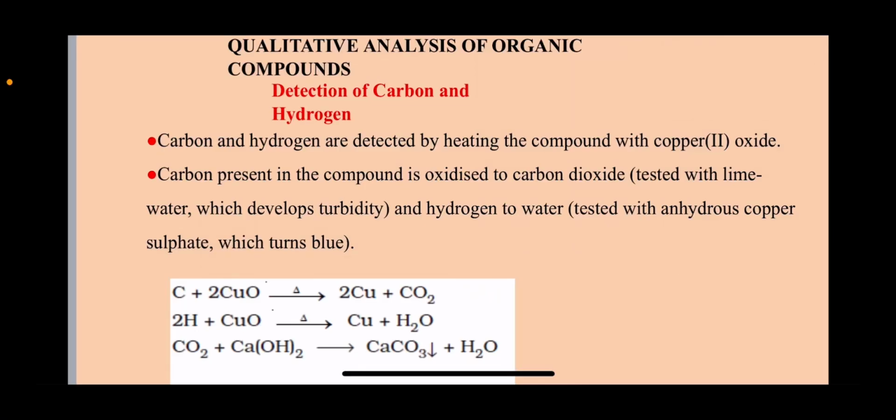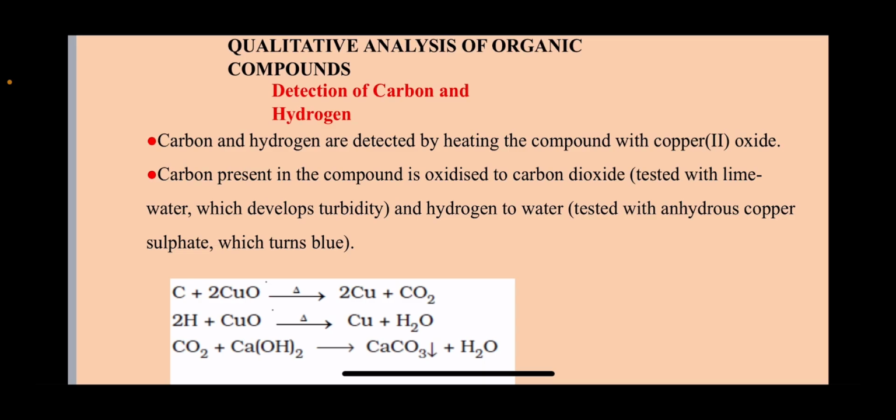Good morning, students. Today we will discuss the last topic of this lesson, organic chemistry, for class 11th. The topic is qualitative analysis of organic compounds. In this topic we will discuss how we can detect the presence of carbon, hydrogen and other atoms like oxygen, nitrogen, phosphorus, sulfur, halogen, etc. in the organic compounds. So first we will take up the detection of carbon and hydrogen.